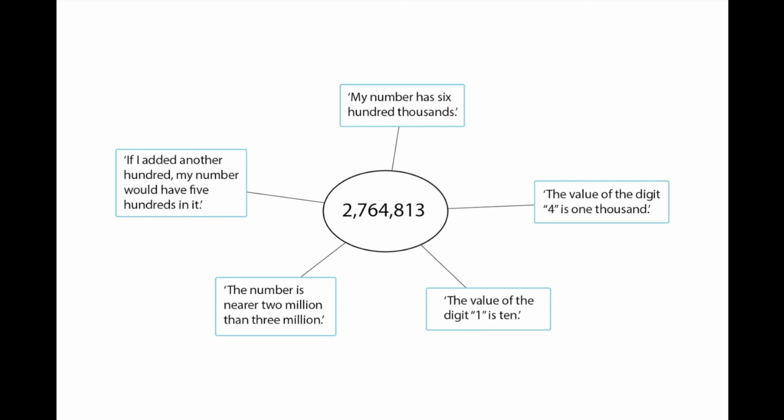I've got some statements here about this number. Some are true, some are false. Let's see what you think. First quote. If I added another 100, my number would have 5 loose hundreds in it. Of course, experts know that all the bigger parts are made of hundreds, but my number would have 5 loose hundreds in it. Is that true?